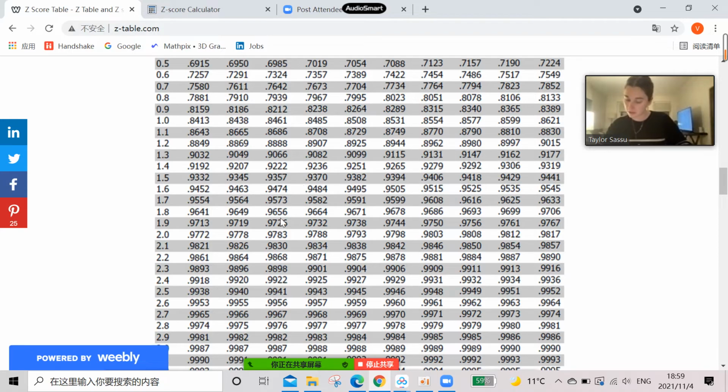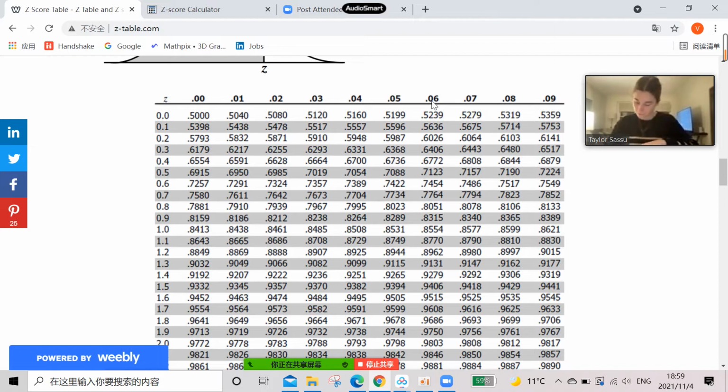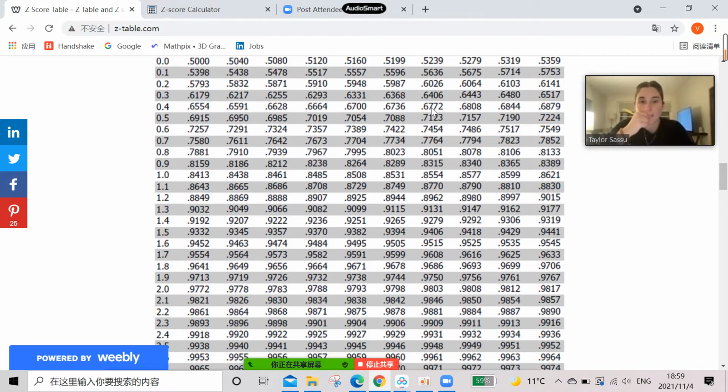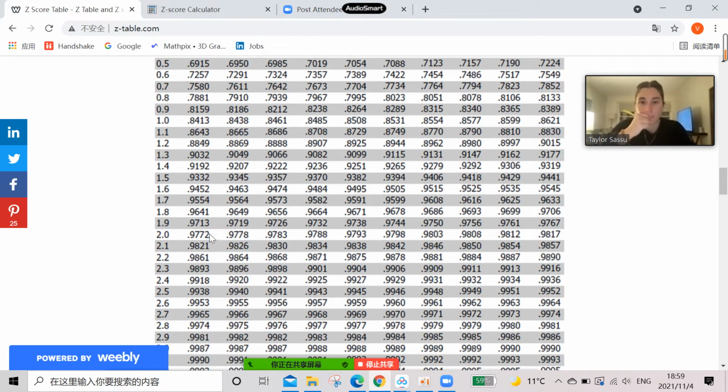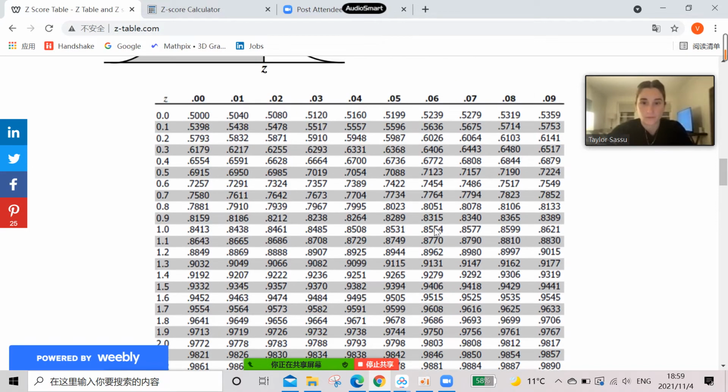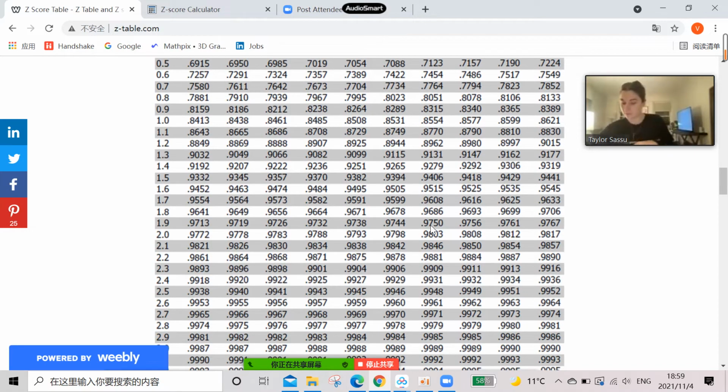So if you look at 1.96 here, the column 0.06. I know maybe you cannot see my mouse. I see it. It's okay. So this is 0.06, and then you scroll down to here, 1.9. So what you find when z equals 1.96 is the probability 0.9750. Okay, 0.9750, I think. Yes, 0.9750.